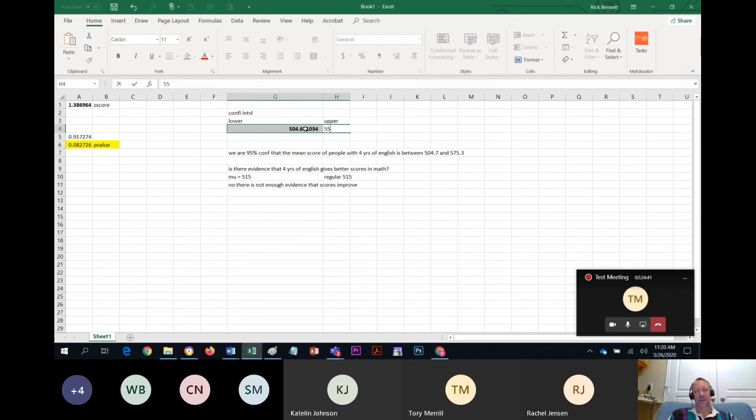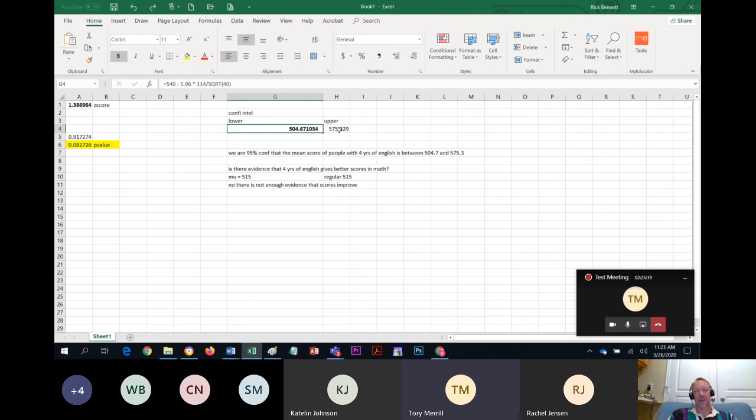Now, if this had been on the low end, 550 to 575, 515 is not in there. So in that case, yes, there is evidence that 4 years of English improves, because 515 is not in this interval. Does that make sense, Tori? Kind of. Yeah. So in both cases, but with, sorry, go ahead.